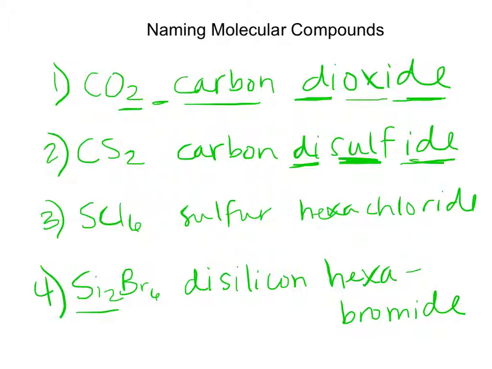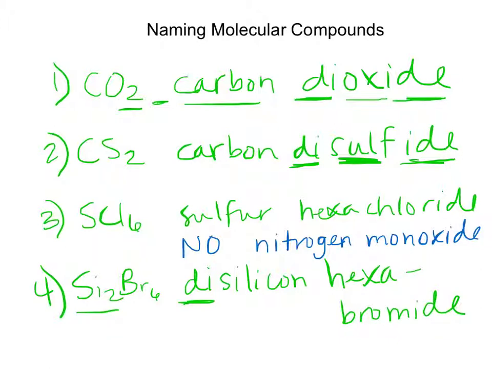So notice that we only use a prefix on the first element if it's more than 1. And then we will always want to make sure that we use a prefix for the second element. So for example, I'm just going to write this one in the middle. If we had NO, it would be nitrogen, and we need to say monoxide, meaning 1.